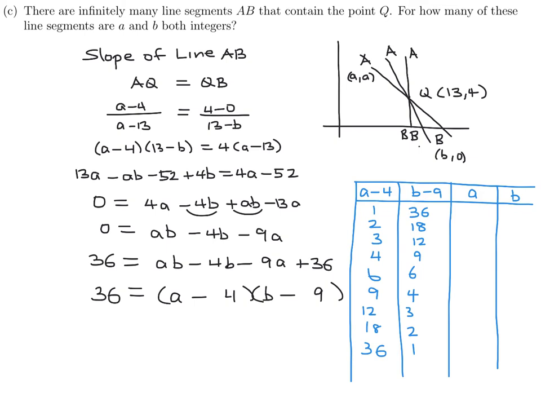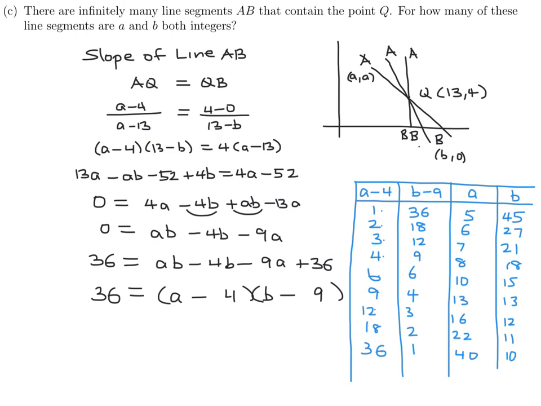So for each of these, if a minus 4 is 1, then a is obviously 5. And if b minus 9 is 36, then b is 45. So we can easily calculate these values. 6 and 27, 7 and 21, 8 and 18, 10 and 15, 13 and 13, 16 and 12, 22 and 11, and 40 and 10. Okay, it looks like 1, 2, 3, 4, 5, 6, 7, 8, 9. All 9 scenarios have a and b both integers.